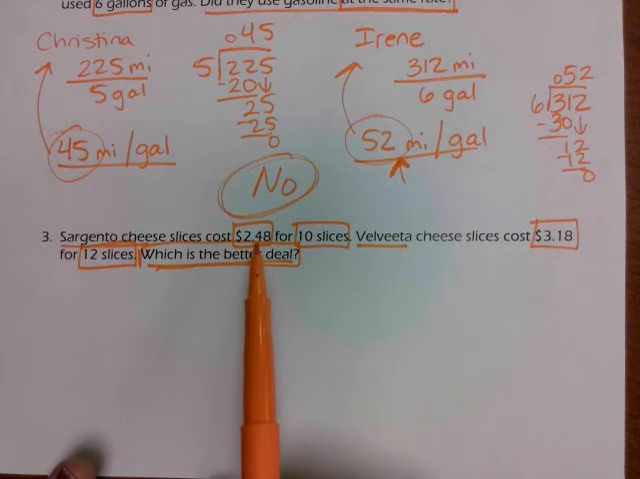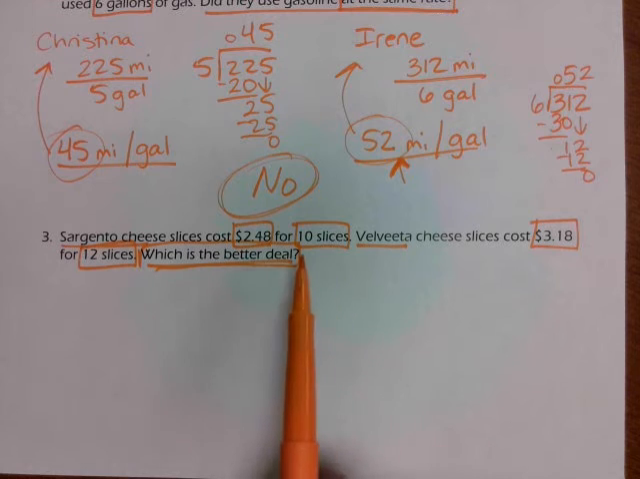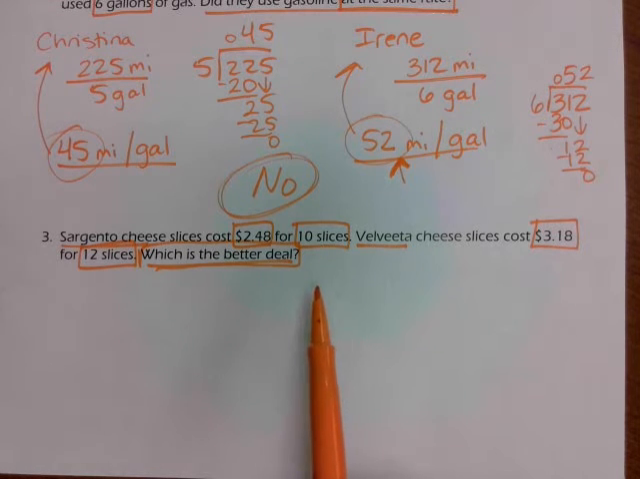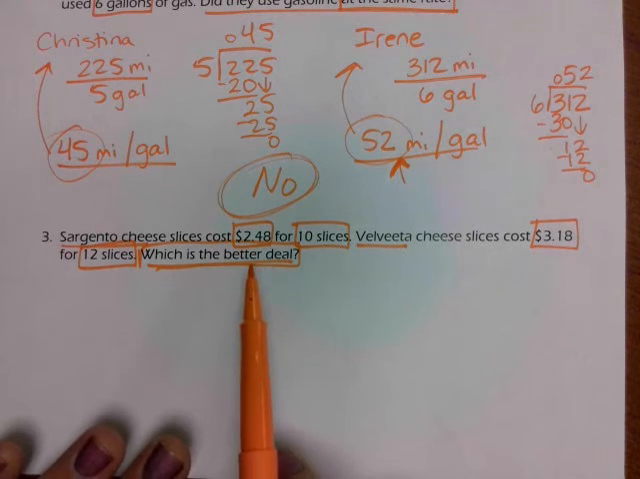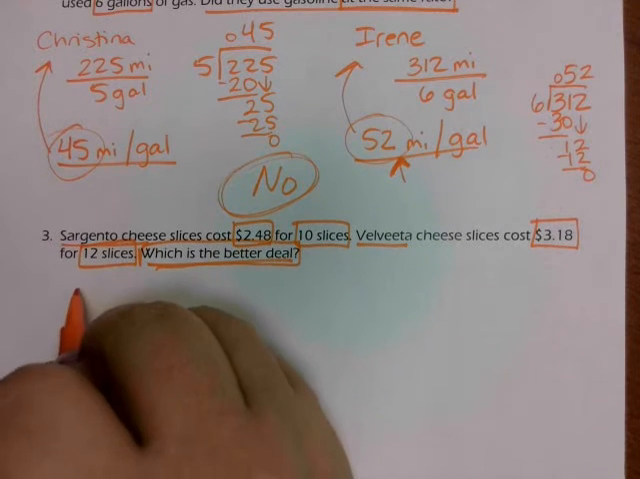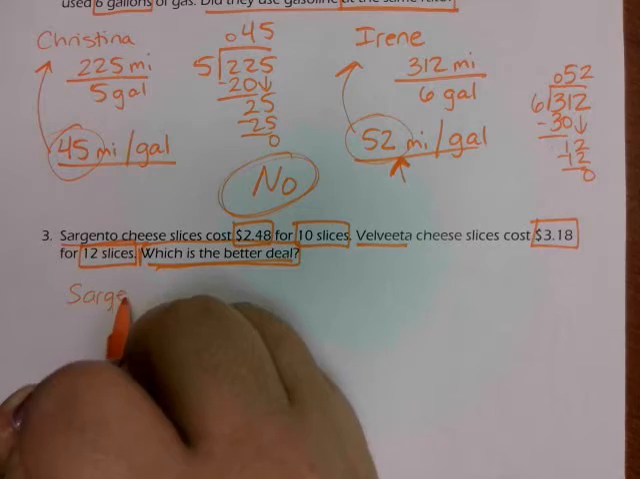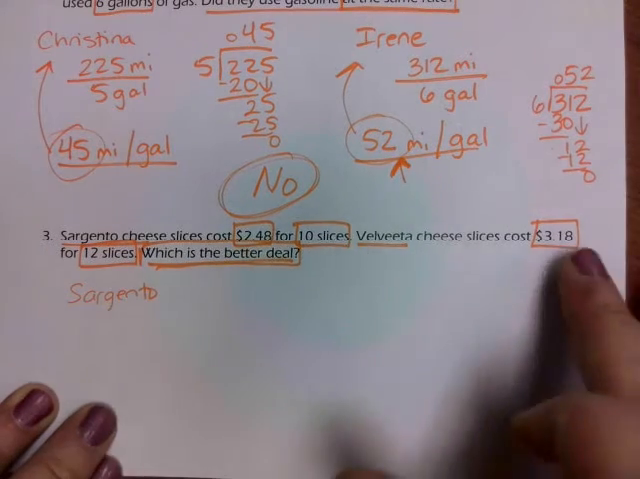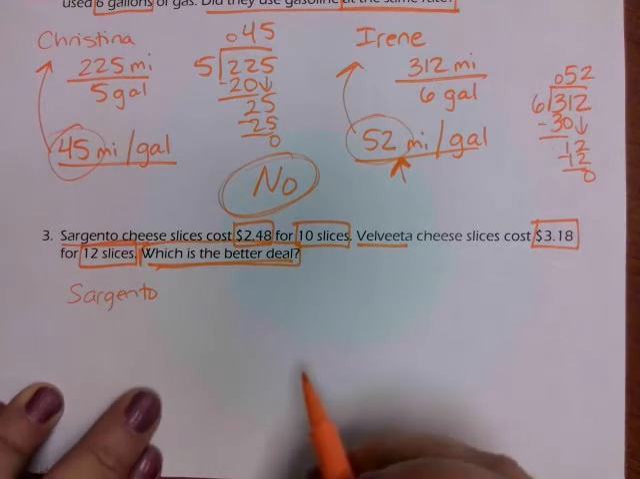So right now, it looks like Sargento might be the cheaper, it's definitely the cheaper price because it's only $2.48 compared to $3.18. But to actually compare these two and know which one's the better deal, we have to figure out the unit rate and figure out the cost per slice of cheese. So this is Sargento. Do not just go off of the lowest price. That's not always the case.